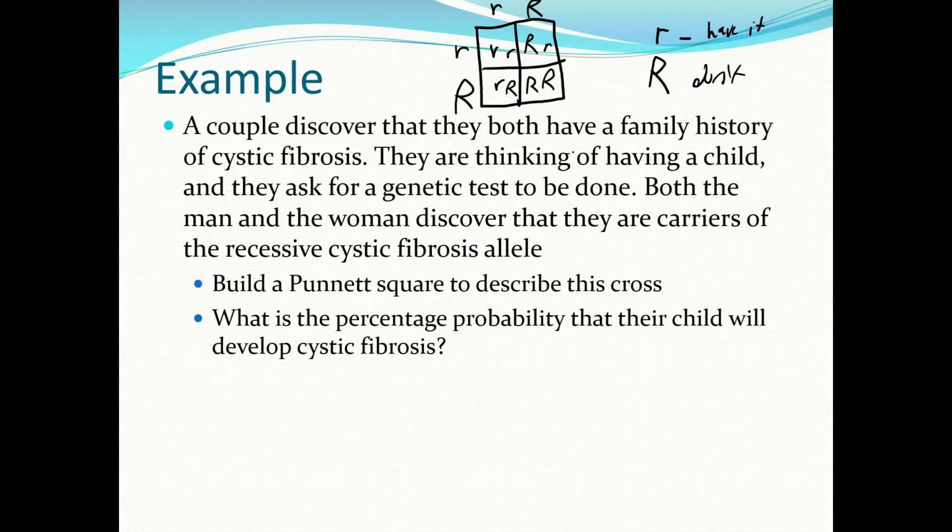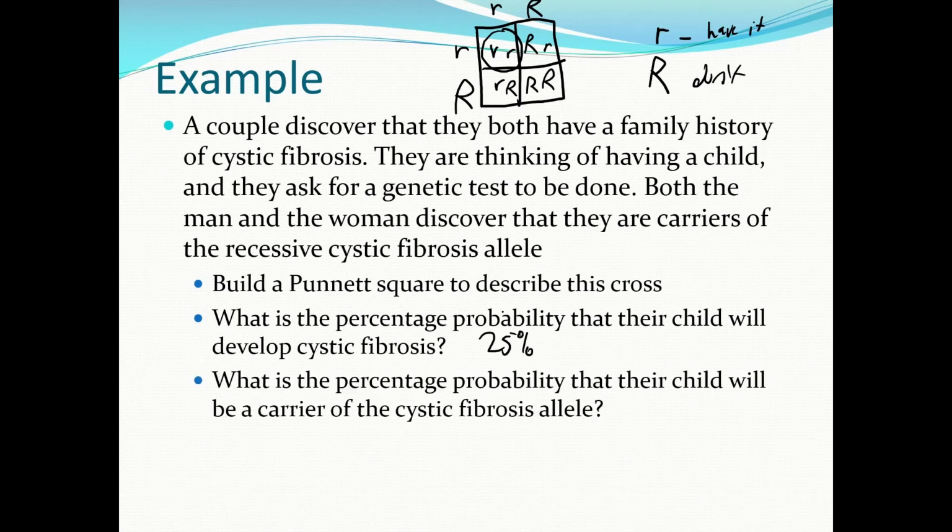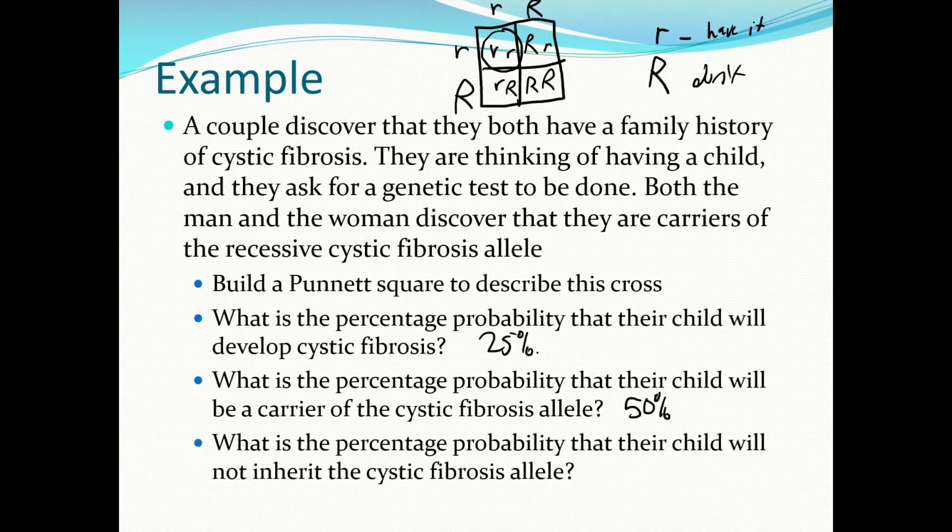So what percentage probability that their child will develop cystic fibrosis? So this one will. So it's a 25% chance. What percentage probability the child will be a carrier? So they have 2 children that will be carriers. So that'd be a 50% chance. And what percentage probability will the child not inherit cystic fibrosis? Well, that's the other 25% chance. Okay, Punnett squares just like we did before.